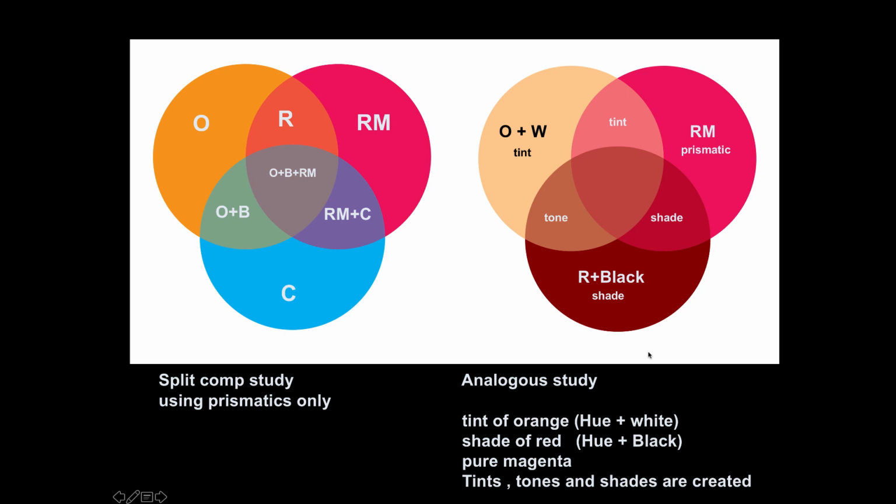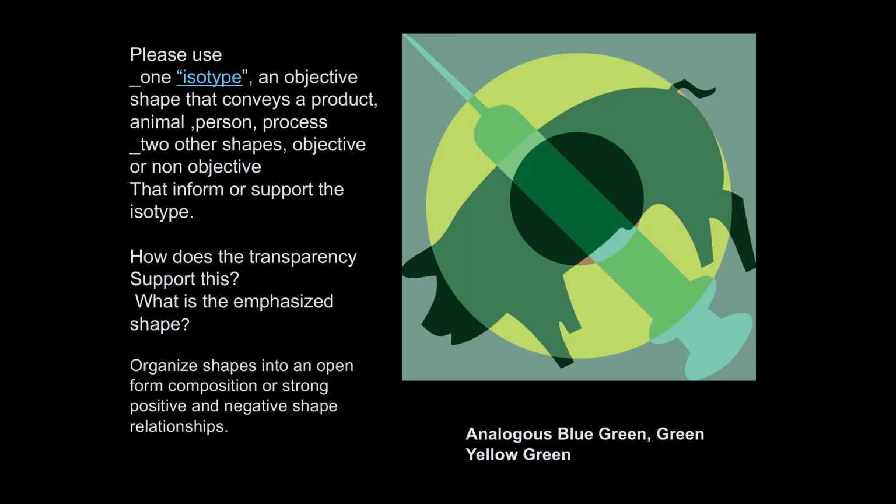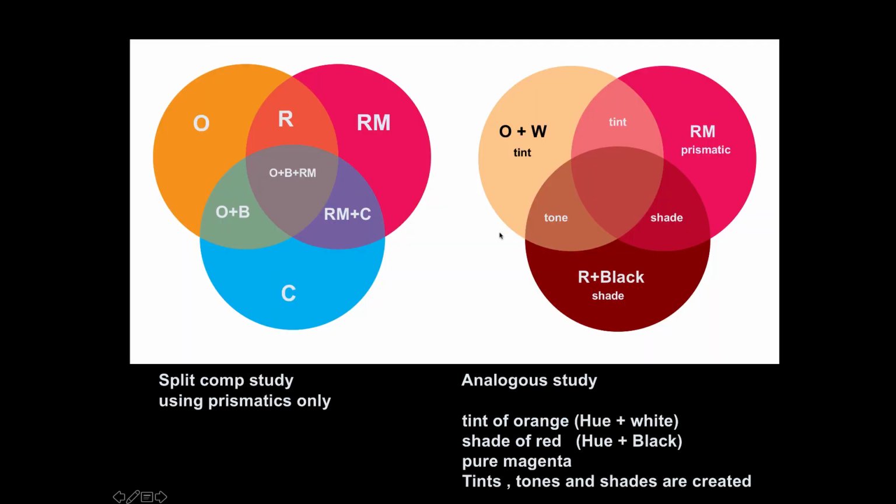The next mini lesson will be on how to set this up, and I'll talk about setting the design up in the next one. So that's basically it. What you need to retain from this is the theory of what are analogous colors, what are split complementary colors, and then the mixings that create tints, tones, and shades. That's it.